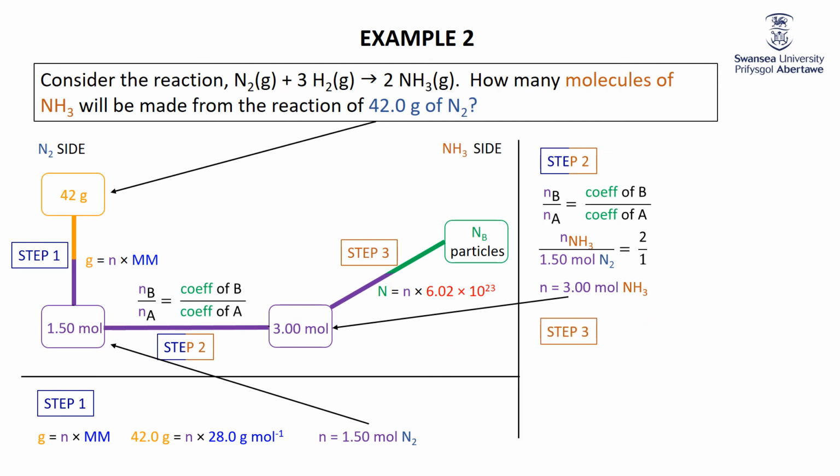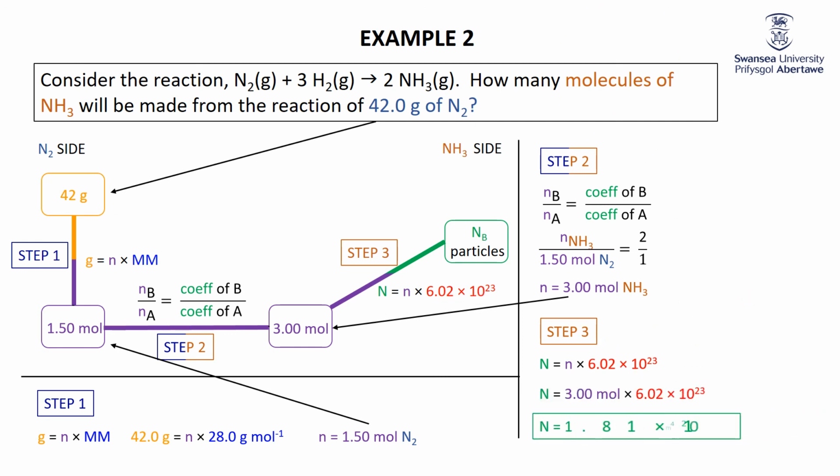And once we've got the moles of NH3, we just turn that into the particles, the molecules of NH3, using particles is moles times 6.02 times 10 to the 23. And so we pop that in, and we get the final answer: 42 grams of N2 will give us 1.81 times 10 to the 24 molecules of NH3. That was example 2.